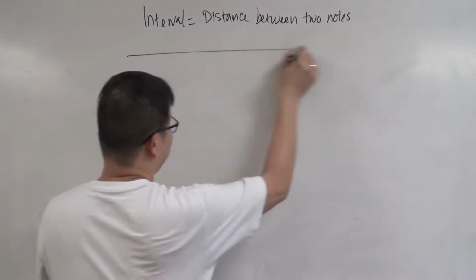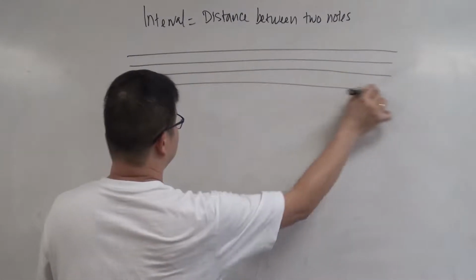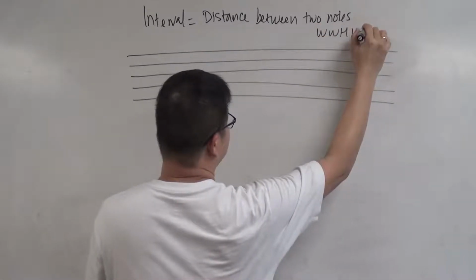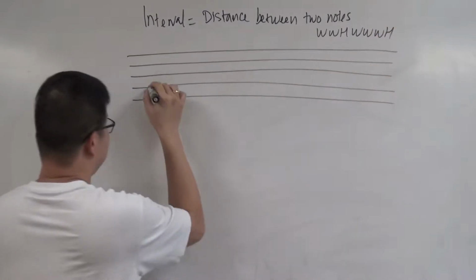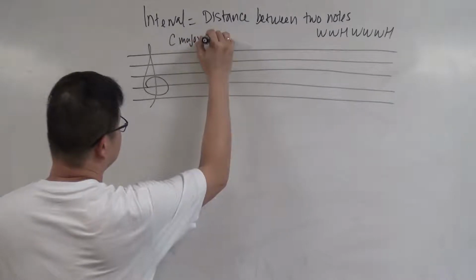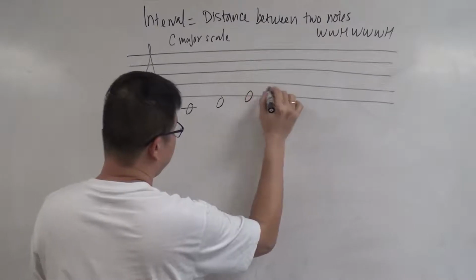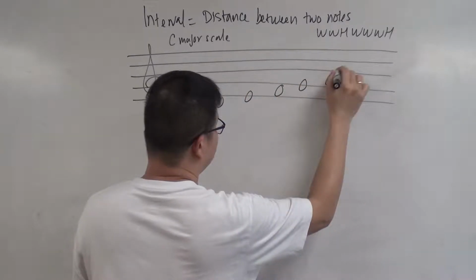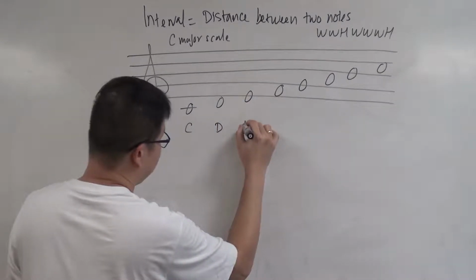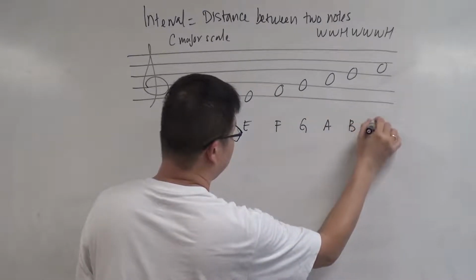Okay. Now you already learned about major scale. The formula is, still remember? W, W, H, W, W, W, H. Now let's take a look at C major scale. Okay, C major scale. This is Do, Re, Mi, Fa, Sol, La, Ti, Do. C, D, E, F, G, A, B, C.